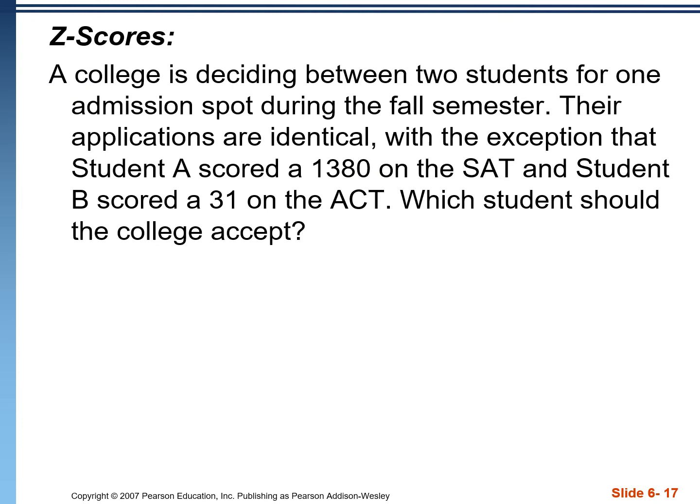So for example, we have a college deciding between 2 students for one admission spot during the fall semester. Their applications are identical, with the exception that student A scored a 1380 on the SAT, and student B scored a 31 on the ACT. Which student should the college accept? So here we have 2 different test scores, but they're on different tests. So we're going to have to standardize these scores to see which of these students are actually more impressive.